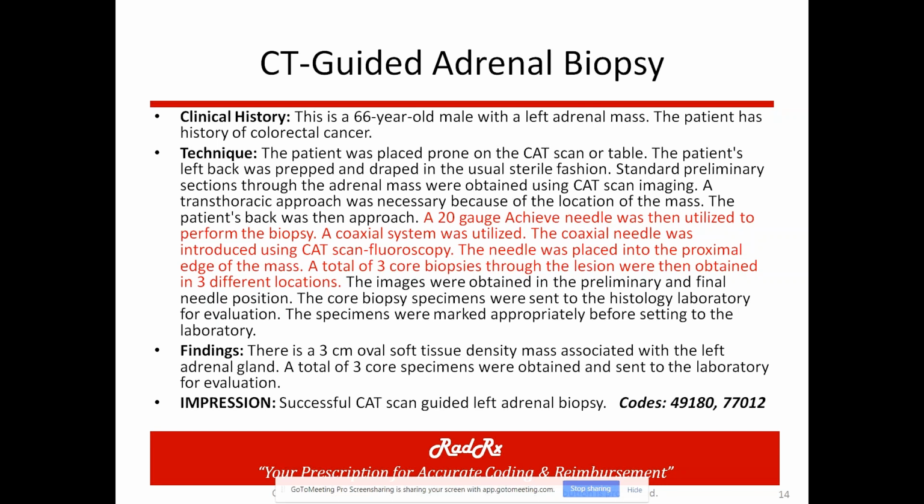So that 49180 can be used for multiple abdominal structures. Like I mentioned earlier, if you have an abdominal lymph node, that would be coded with 49180 and not the 38505. So that can catch many different things that are biopsied in the abdominal area.